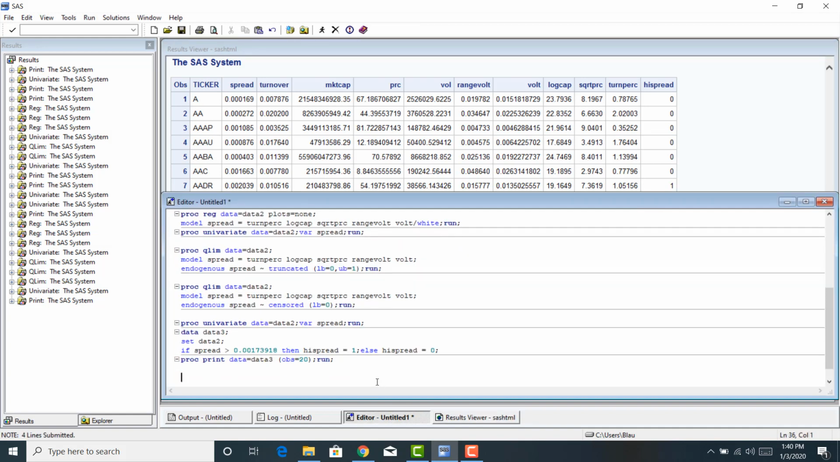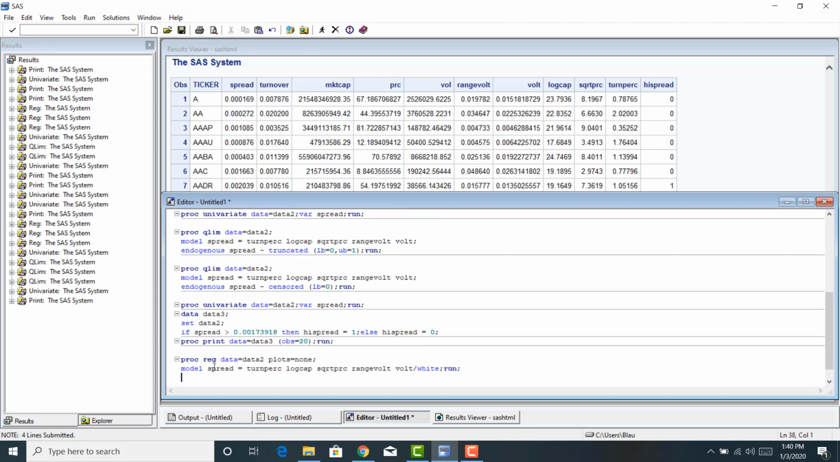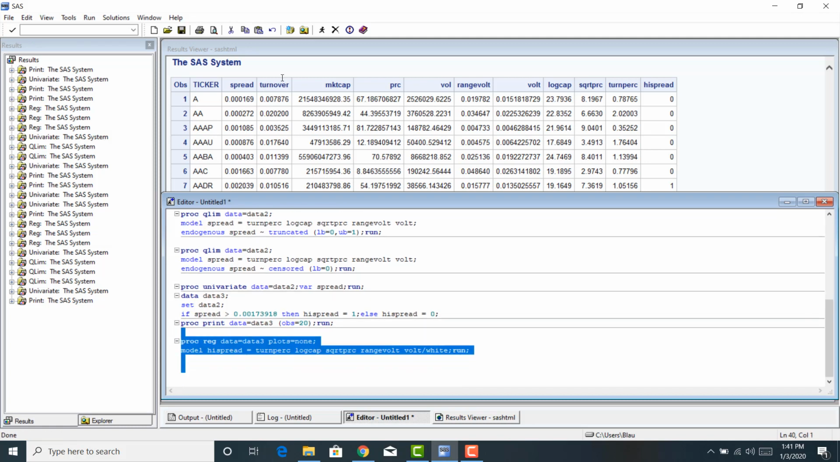What I can do, look, to estimate a linear probability model, I'm just going to copy and paste that with white robust standard errors. So if I estimate this equation with a dependent variable that is a dummy variable, right? This is called a linear probability model. Notice I made a mistake there and I said data equals data 2 instead of data equals data 3 where I created my dummy variable.